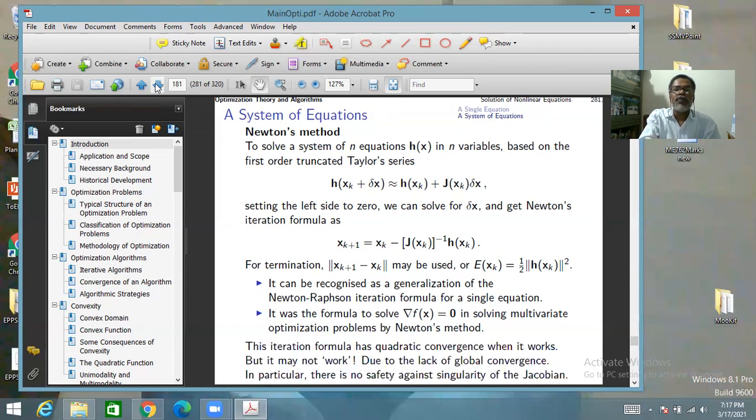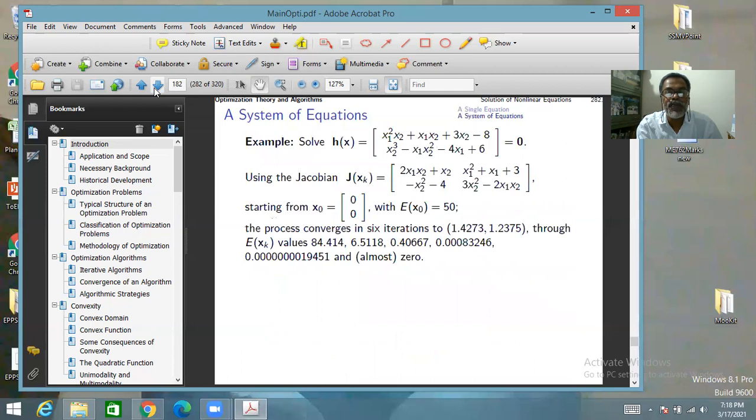Now, local convergence is quadratic as expected from a Newton's method, but it may not work because it does not have global convergence. No guarantee of function value decreasing, that is, the h norm decreasing. And the Jacobian may be singular, you don't know, and then you will be in trouble. However, in many cases it works, but you don't know in which case it will work.